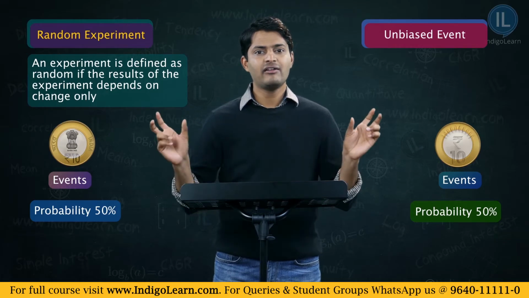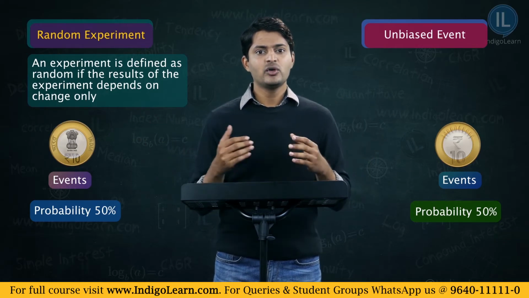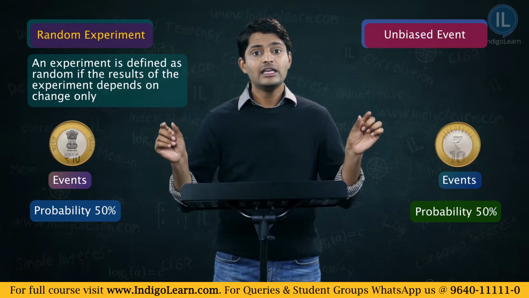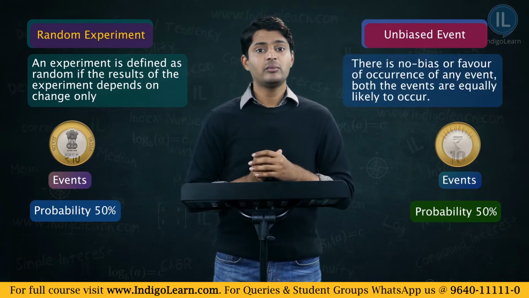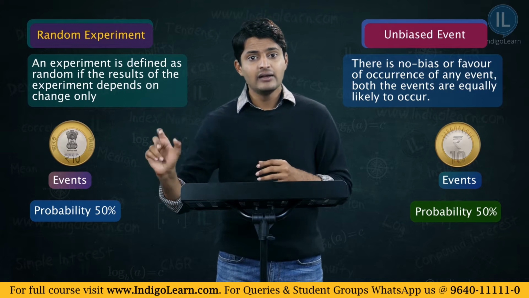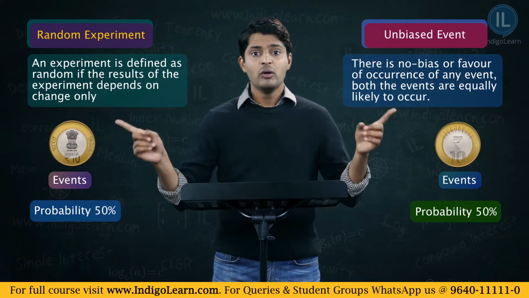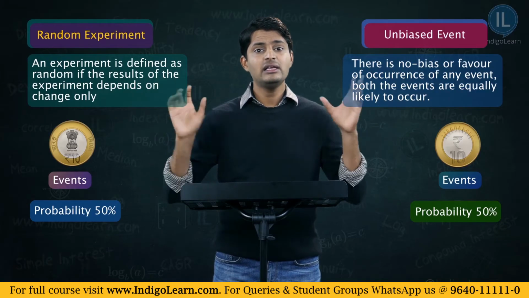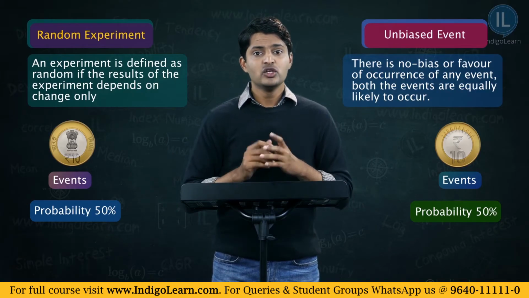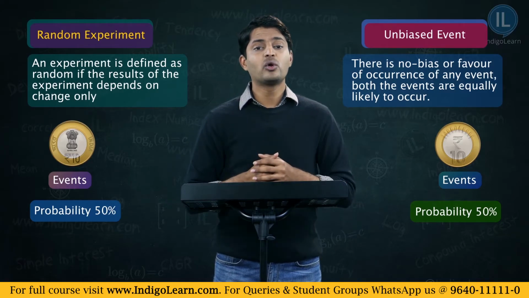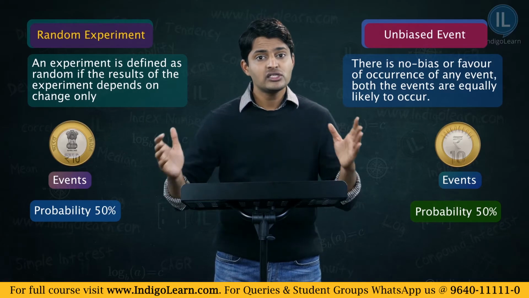Bias means basically having some favor, right? So, in this case unbiased means both events are equally happening. That means the probability of head, which is 1 by 2, will also be the probability of tail. In this case both events are equally likely, right? So, whenever we are discussing probability, henceforth we are only discussing unbiased events.